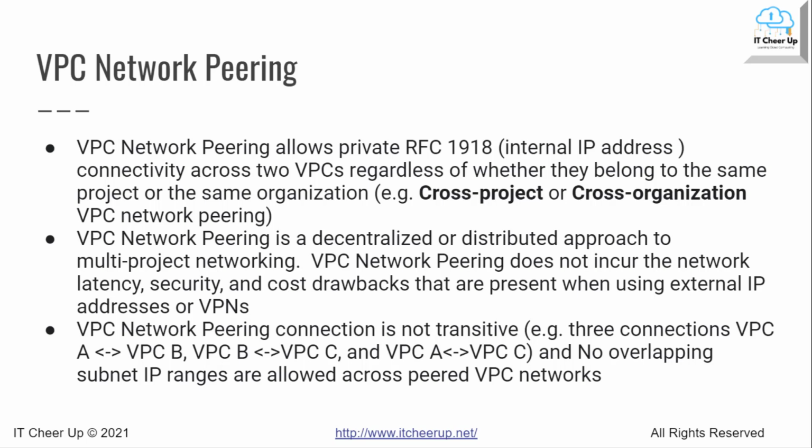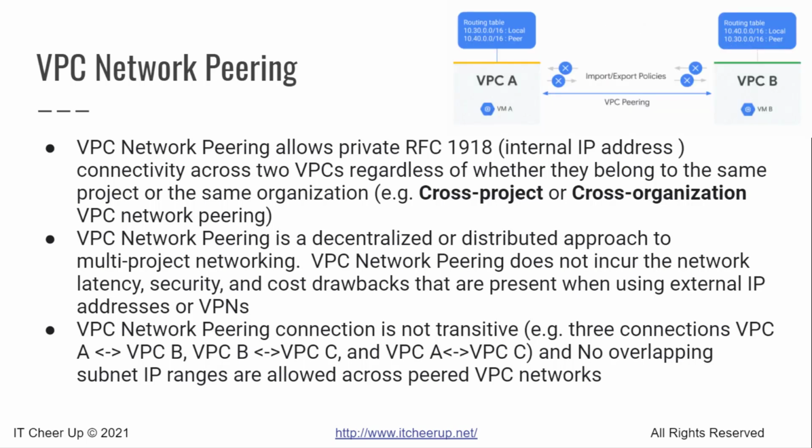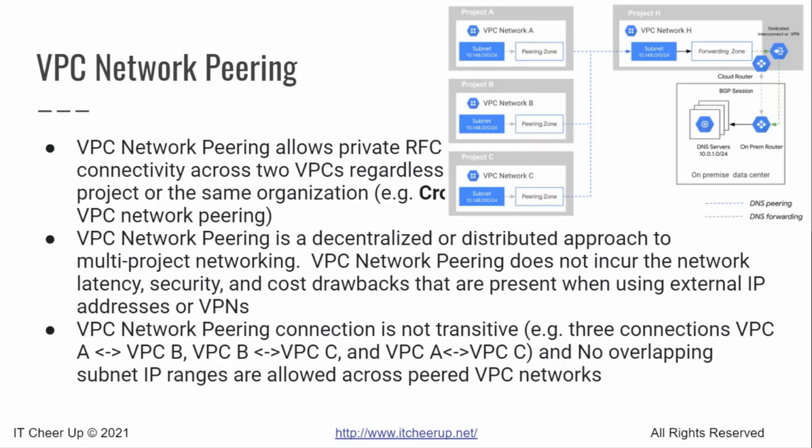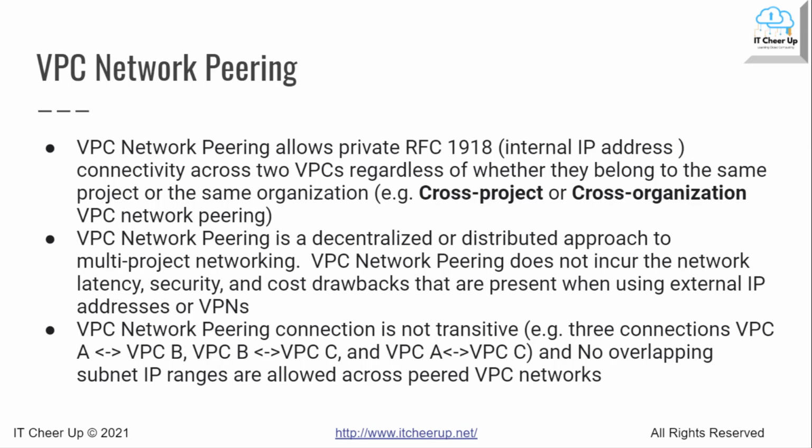VPC network peering allows private RFC 1918 connectivity across two VPCs regardless of whether they belong to the same project or the same organization. For example, you can set up a cross-project or cross-organization VPC network peering. It is a decentralized or distributed approach to multi-project networking. It does not incur the network latency, security, and cost drawbacks that are present when using external IP addresses or VPNs. VPC network peering connection is not transitive.